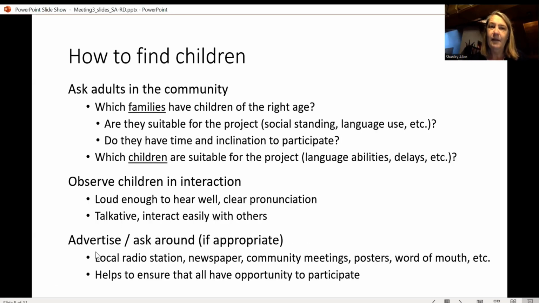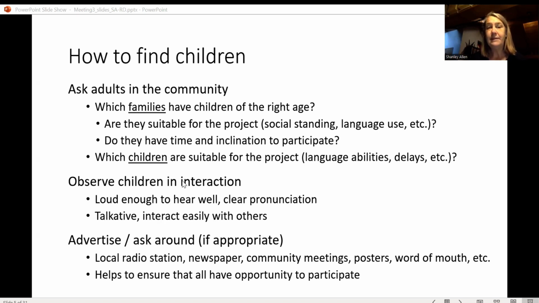So how to find these children. There's lots of different possible ways, and what is going to work best is going to depend to some degree on the community that you're involved with and how many families there are and the state of the language and political situation and all those kinds of things. But here are some basic guidelines to get you started.